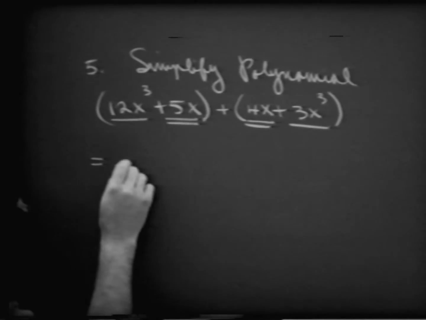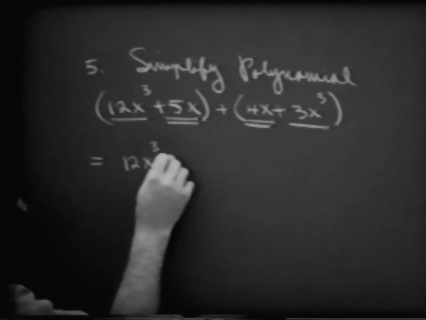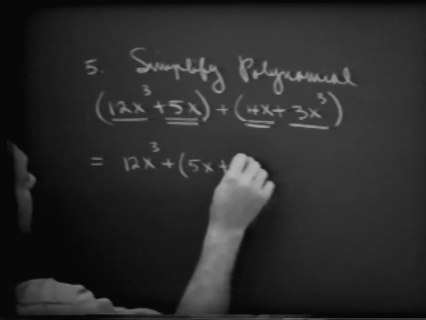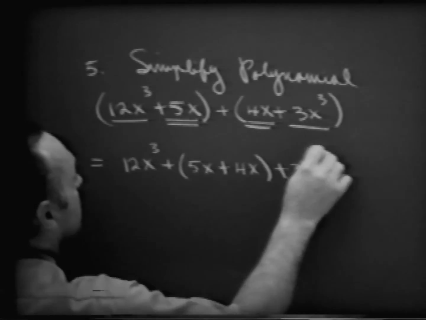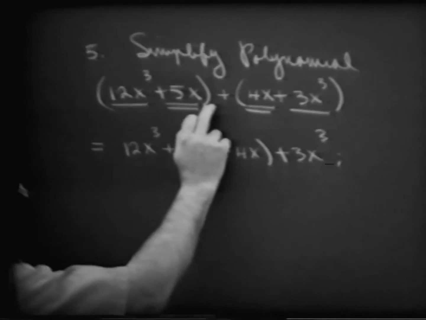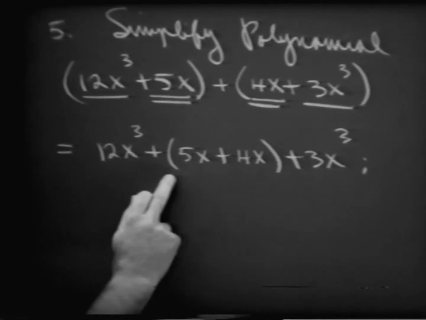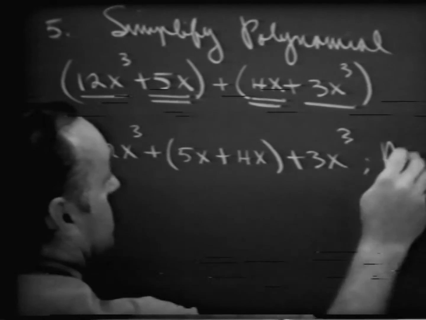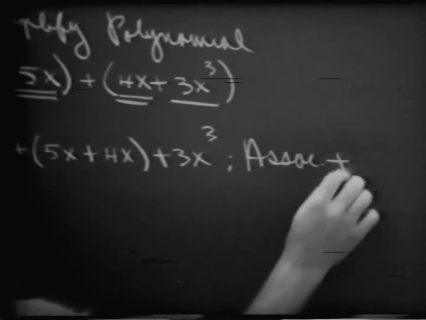And let's see what we may say. Well, let's look at 12x cubed plus, and now let me rearrange our terms, 5x plus 4x, and then we have plus 3x cubed. And what is our reason for going from the first step to the second step here? All we've done was to regroup, and of course, also, that is our associative axiom with respect to addition.